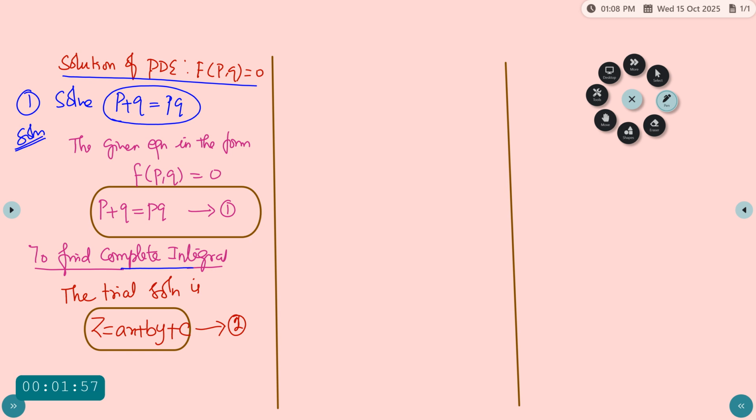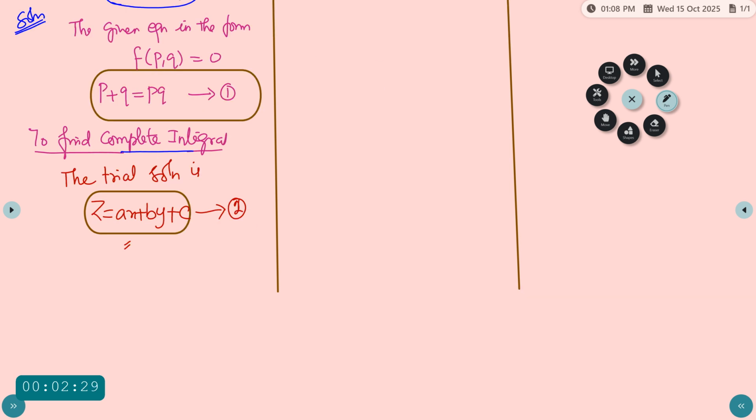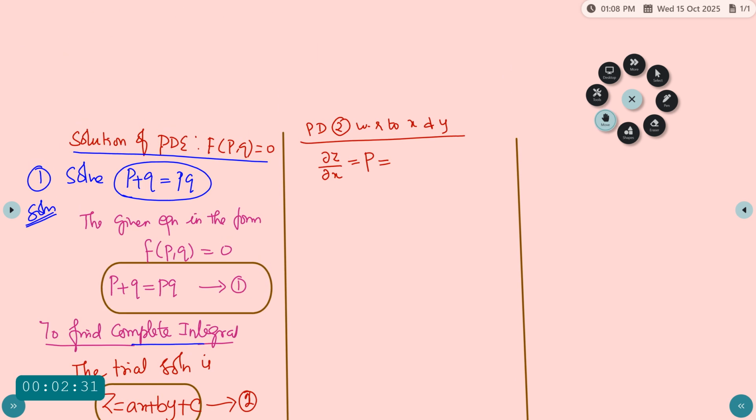Now, how can you find the complete integral? Partially differentiate equation 2 with respect to x and y. What can we get? Dou z by dou x equal to p. Partial differentiation with respect to x is considered as p. If we differentiate with respect to x, we straightaway get a. So p is equal to a here.